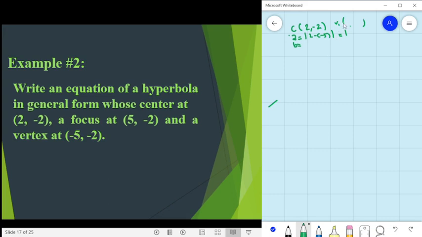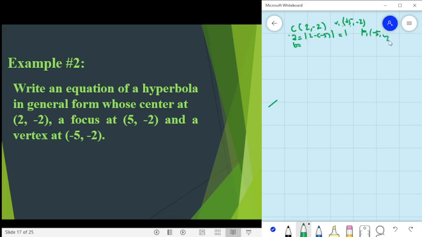Our vertex 1 is at negative 5, negative 2, and then our focus 1 is at 5, focus 1 is at, no, the vertex is positive. Positive. Our focus is at negative 5, negative 2.